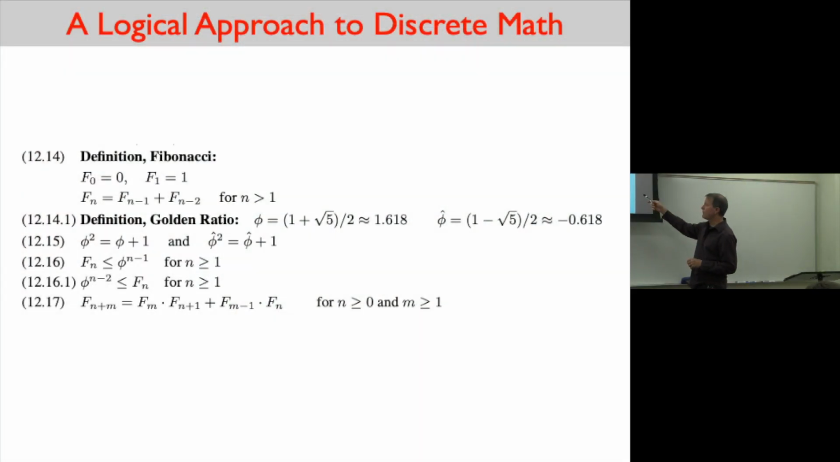Okay, so 12.14.1 is the definition of the golden ratio, and that's phi is 1 plus the square root of 5 over 2, and phi hat is 1 minus the square root of 5 over 2. And in 12.15 we have some easy equalities that are easy to prove. Let's just prove 12.15 really quickly.